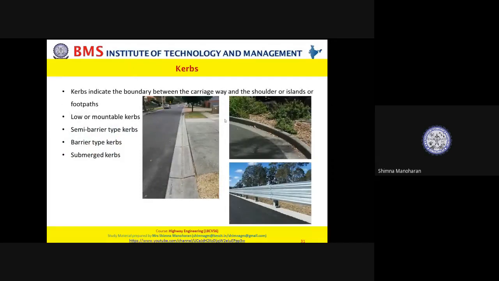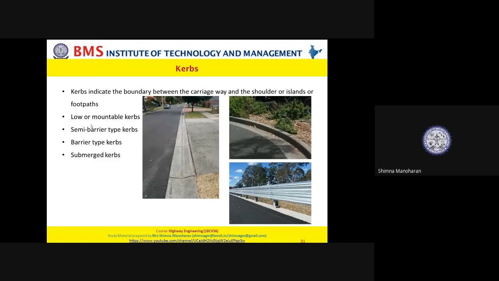Okay, so next we will see curbs. Curbs also you have seen. A curb is nothing but a boundary, and it separates what? It separates the carriageway. Hereafter, you cannot call this section of the road the road. It is the carriageway, right? So it separates the carriageway from the shoulder. There can be a shoulder, or an island, or a footpath. So here this is the typical footpath.